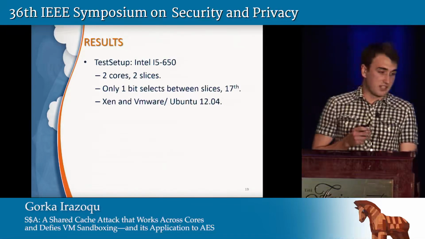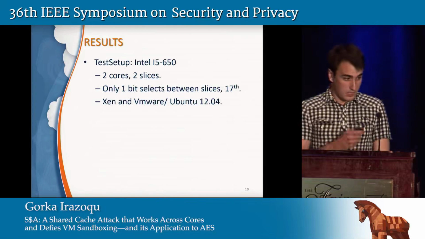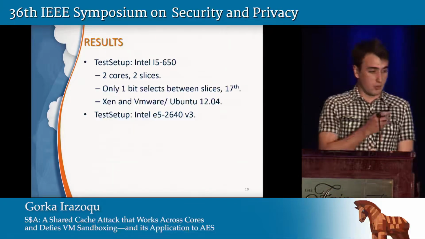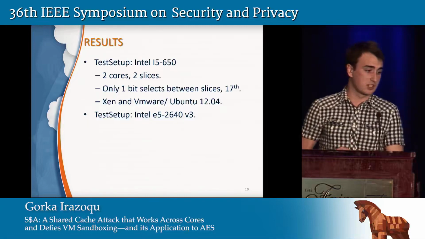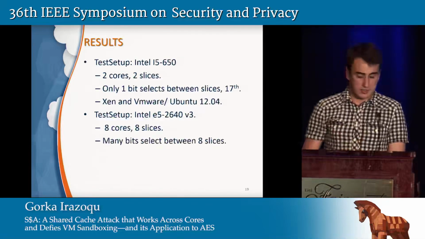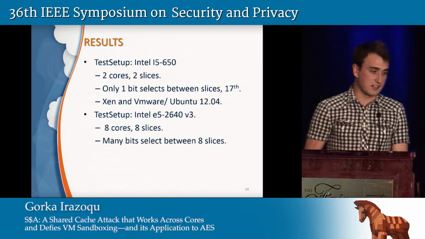And we implemented this in Xen and VMware with Ubuntu 12.04 guest VMs. We also implemented it in a much more modern machine, Intel Xeon i5-2640v3 that has 8 cores, 8 slices. It uses many bits to select between all the slices that it has.